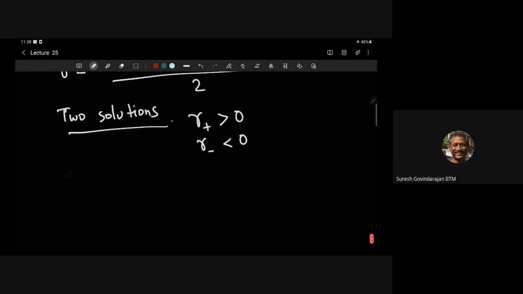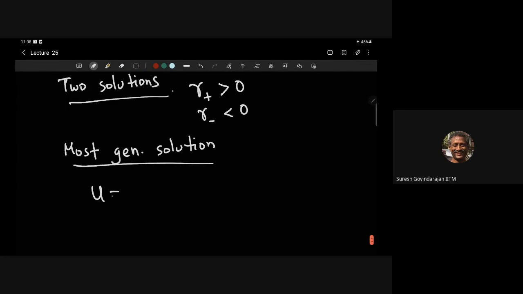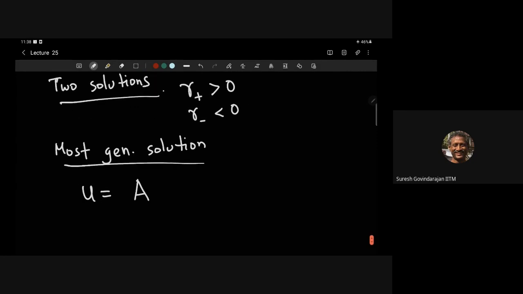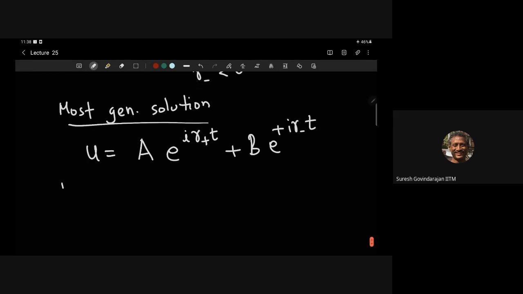So these are what we get. The most general solution is u equal to a e power i gamma plus t plus b e power i gamma minus t. This will be the most general solution. A and B in general will be complex. So first thing, we will do some limits.